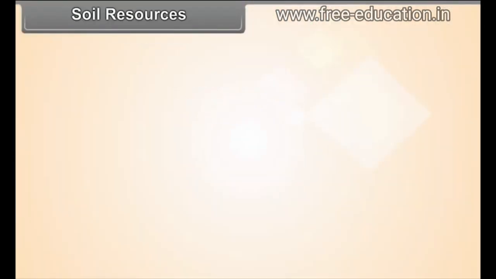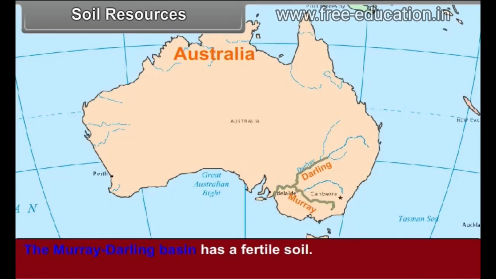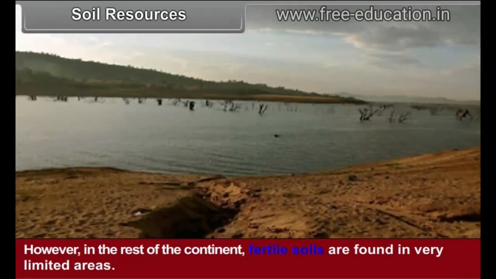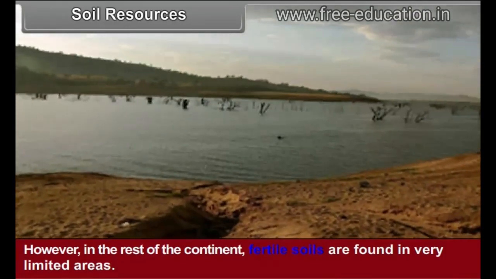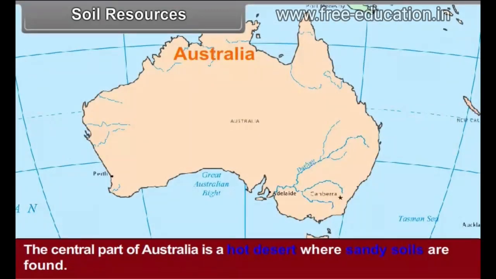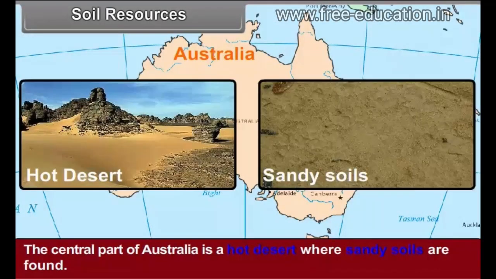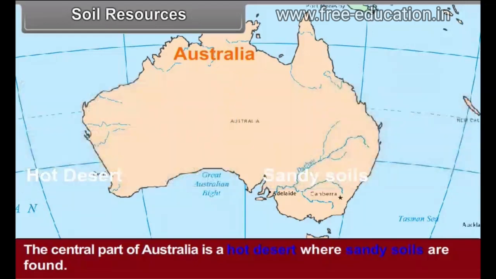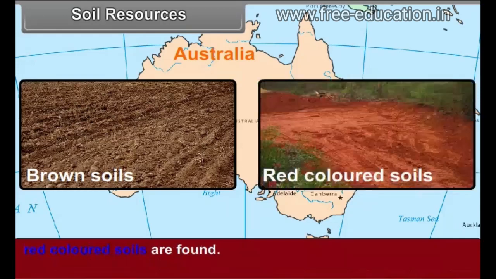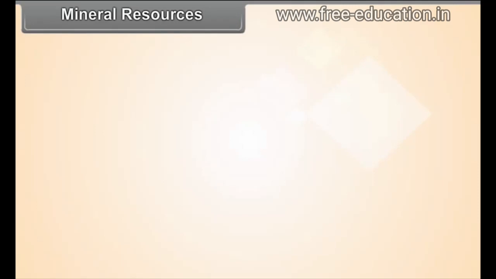Soil resources. The Murray-Darling Basin has a fertile soil. However, in the rest of the continent, fertile soils are found in very limited areas. The central part of Australia is a hot desert where sandy soils are found. Brown soils are found in the southern areas of Mediterranean climate, whereas in the northern regions of monsoon-type climate, red-colored soils are found.